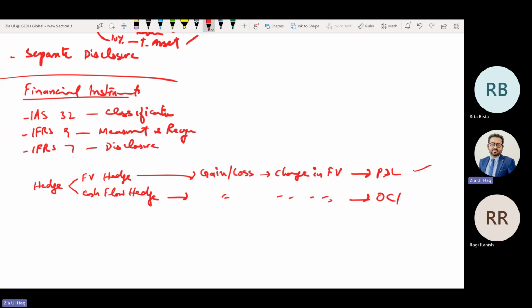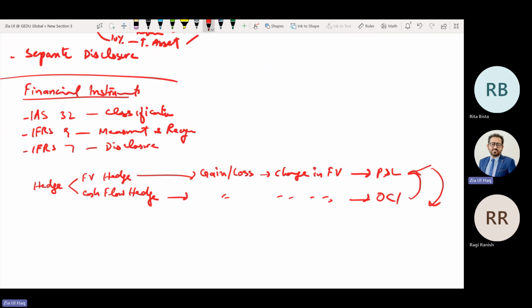There could be chances of misclassification. There could be chances of misclassification of cash flow hedge to fair value hedge in case of gain. Because if company will misclassify to fair value hedge, ultimately they will be able to highlight the profit, because now gain will be recorded in P&L instead of OCI. So there are chances of misclassification of cash flow hedge to fair value hedge in case of gain, or misclassification of a fair value hedge to cash flow hedge, especially in case of loss.